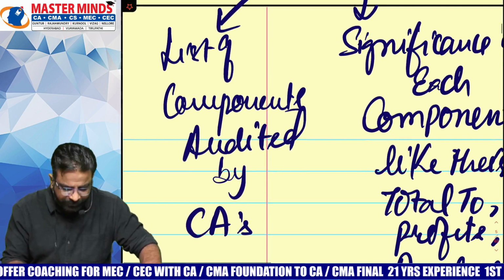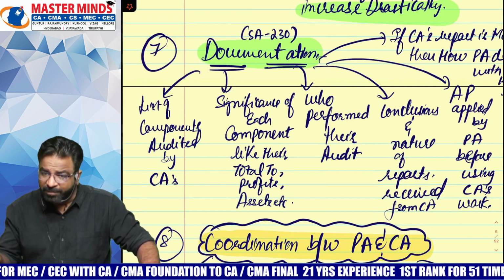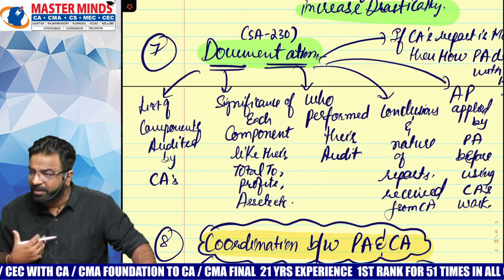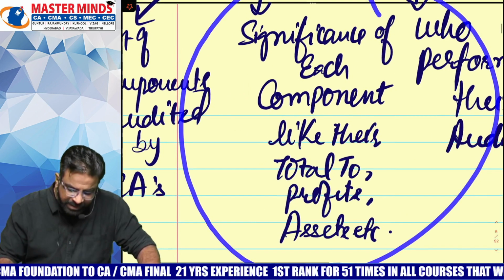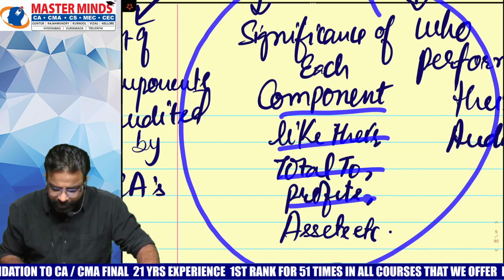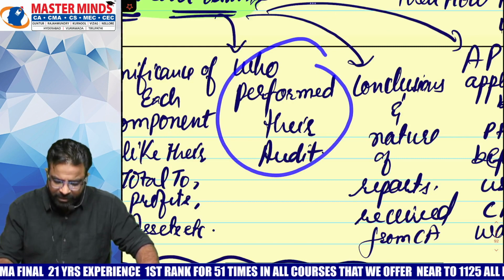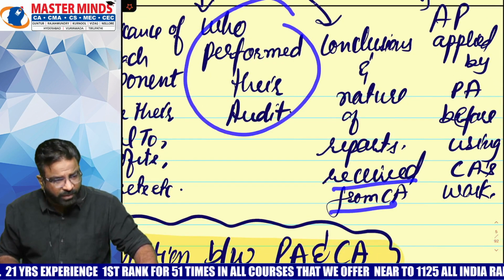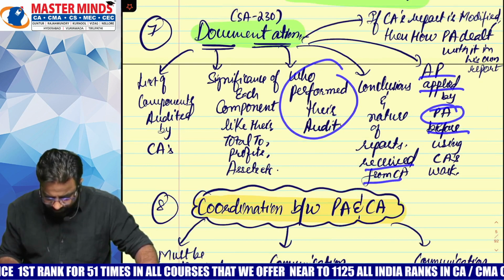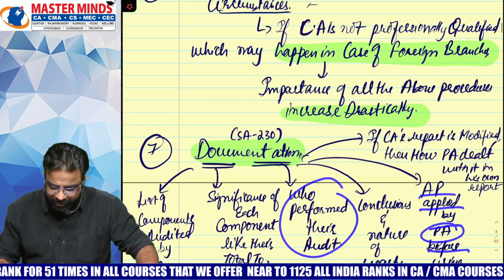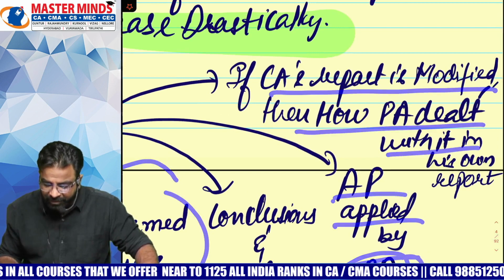Read point number 1. List of components audited by which auditors? Component auditors. Because if people ask me, I have to tell them that these components are not audited by me. They were audited by whom? Component auditors. Second thing, please. Significance of each component like their total turnover, profits and what? Assets. Next one. Who performed their what? Audit. Third one. Conclusions and nature of reports received from what? Component auditor. And last one. Audit procedures applied by the principal auditor before using the work of what? Component auditors. And if the CA's report is modified, then how the PA dealt with it in his own report.